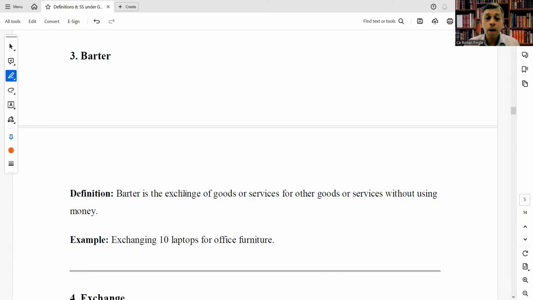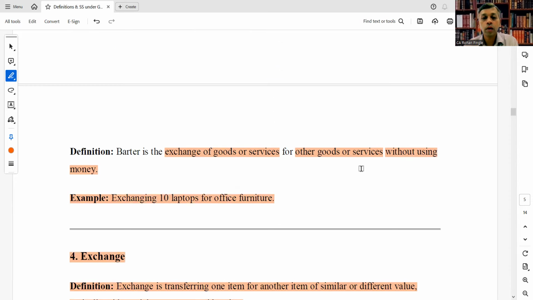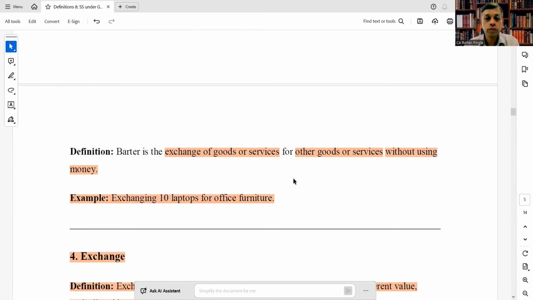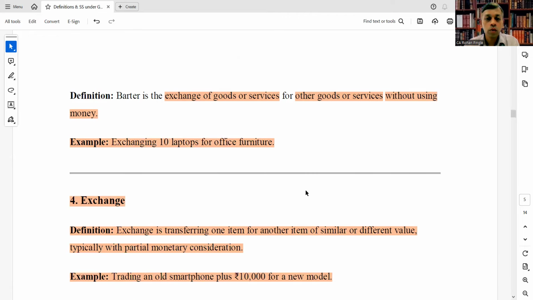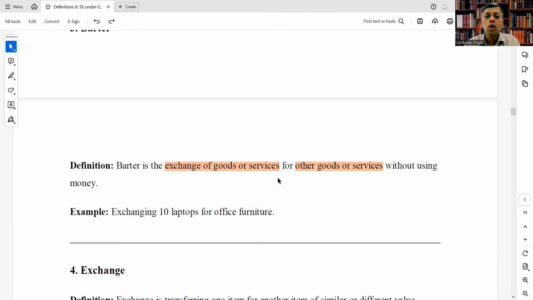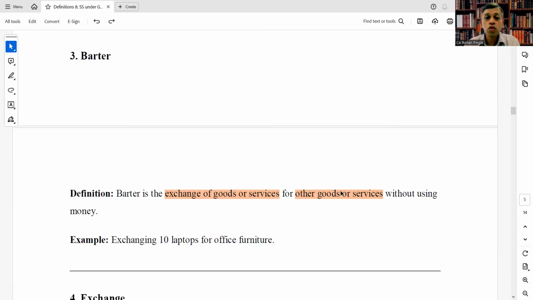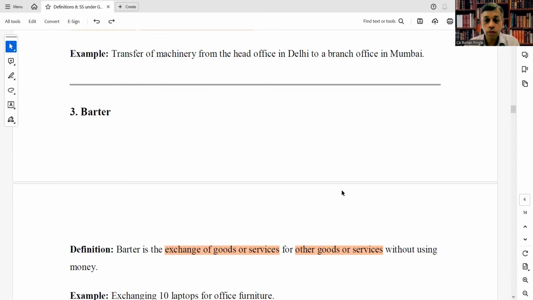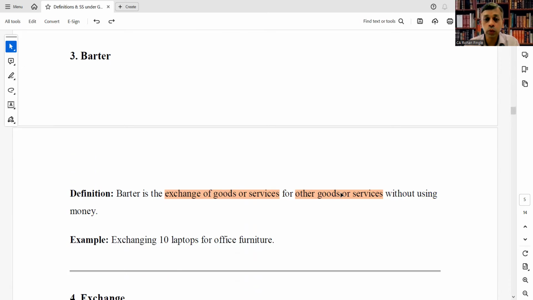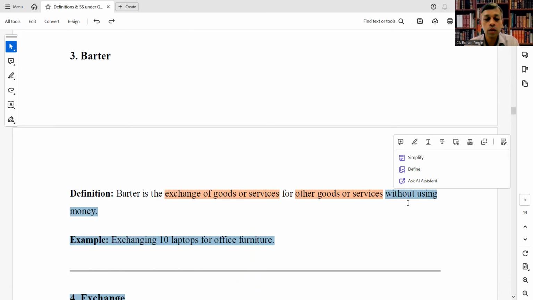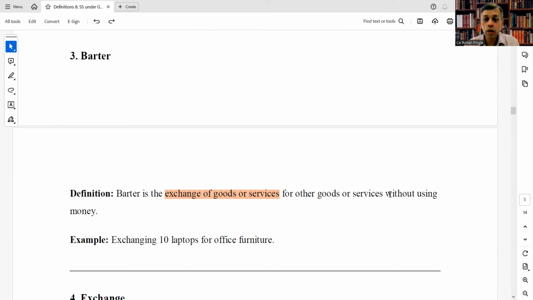Barter. Barter is the exchange of goods or services for other goods or services without using money. It means wherever money is not involved. Barter is the exchange of goods or services for other goods or services without using money.